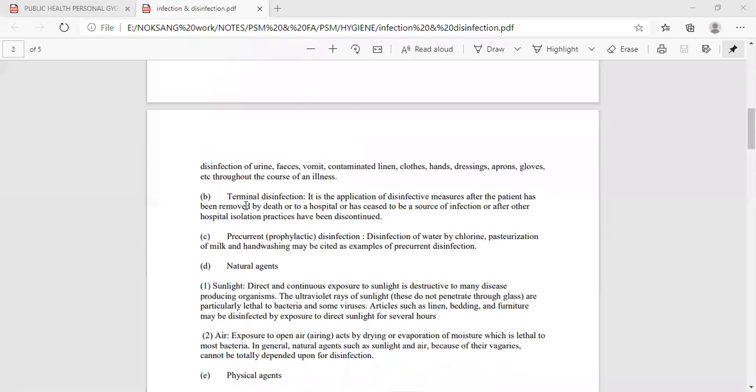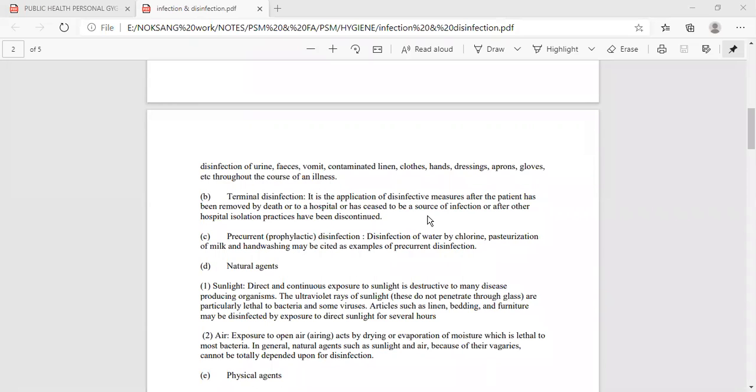Okay, then next is your terminal disinfection. Okay, it is the application of disinfective measures after the patient has been removed by death or to the hospital or has ceased to be a source. That means whenever a patient dies, after the death of the patient, whenever the dead patient is removed from the bed, from the hospital bedding, then they will have to disinfect the whole area of the bed.